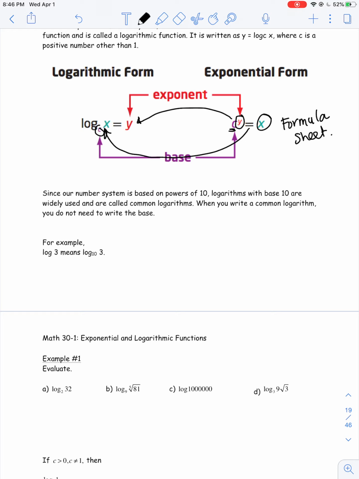Now, whenever you don't see a base, when it comes to a log function, the base will always be 10. So if you don't see a number as a base, that means 10. So what they're showing you, for example, is if you see log 3, that actually means log base 10 of 3. So the base is 10 if you were to change this to exponential form. It's just so common that we don't have to write it. So it's just a way of writing less, because that 10 is the most common base that we will use.